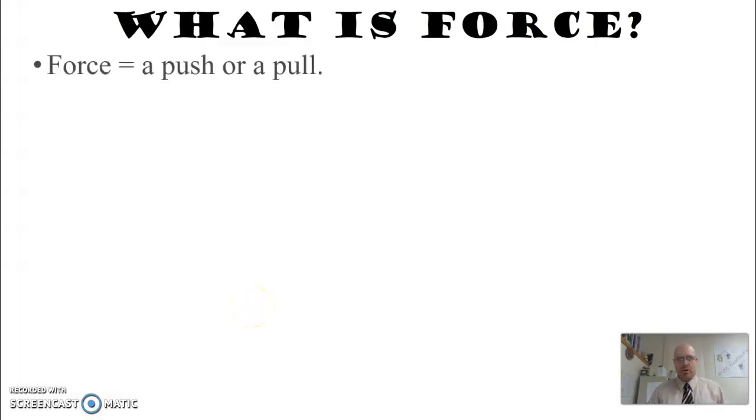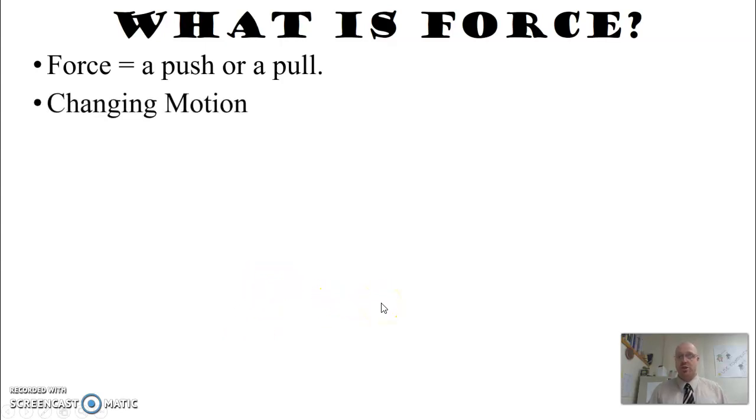What is force? Well, we need to know that a force is a push or a pull. Physics kind of boils everything down into those two forces. You're either pushing something or something is pulling you. And that is the definition of a force.